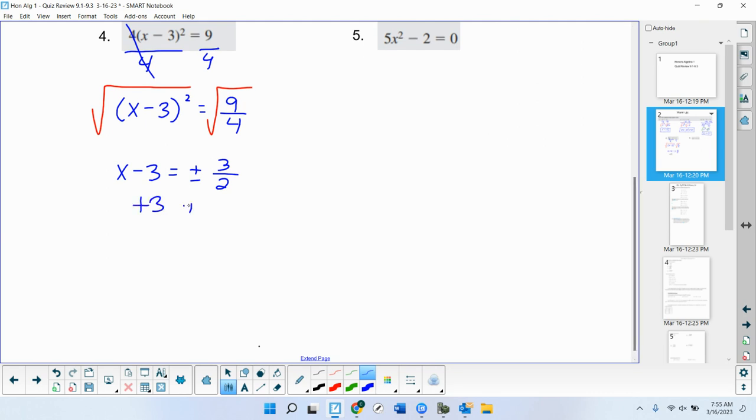And when you add 3, this is the one that I had told you. Don't add 3 and 1.5. Tell me 4.5 and then throw a plus and minus in front of it. That's the common big no-no. How do I want you to write this?